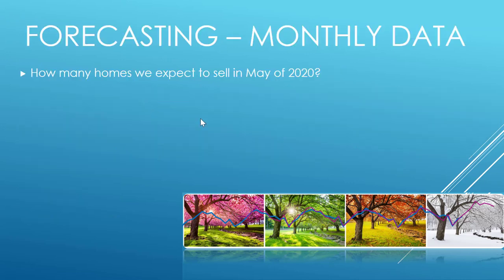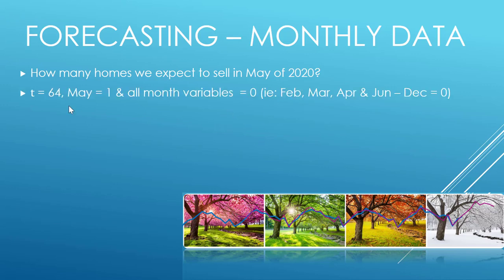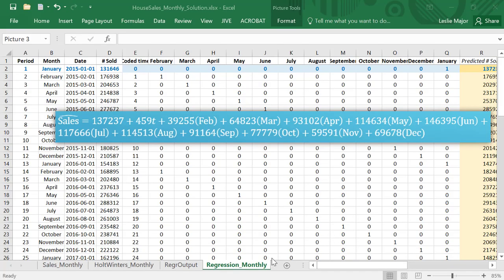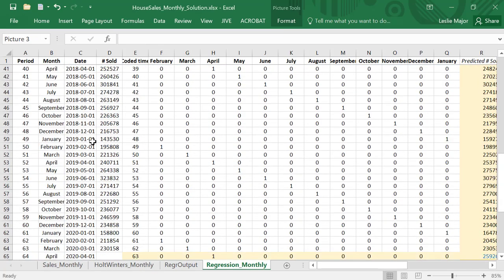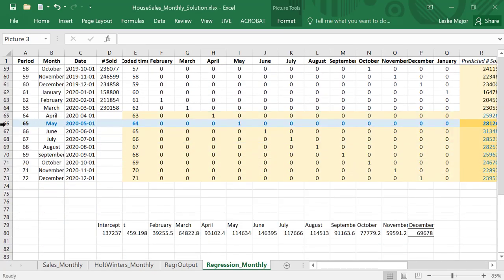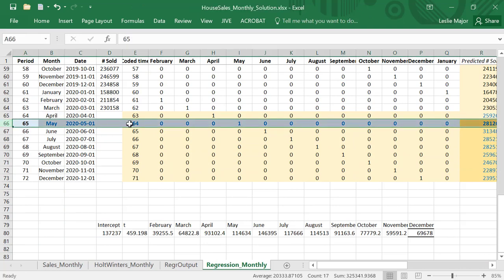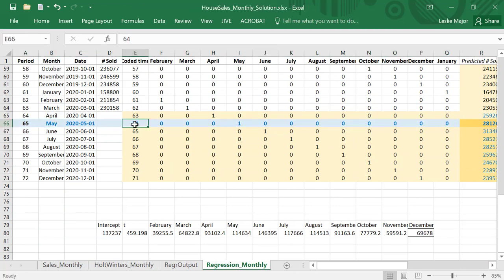So let's say May of 2020. Let's have a look in the data set here at what this will look like. So T should be 64. Here we are looking at the data set. We're going to go all the way down to May of 2020. Here I have it highlighted right here. That would be coded time period 64. I've just let the time periods keep running until the end of the year for December 2020. So that's 64.